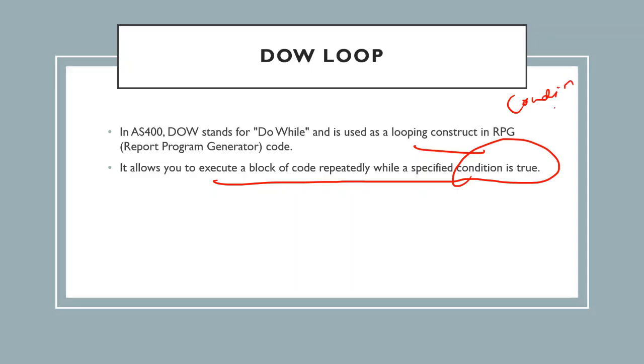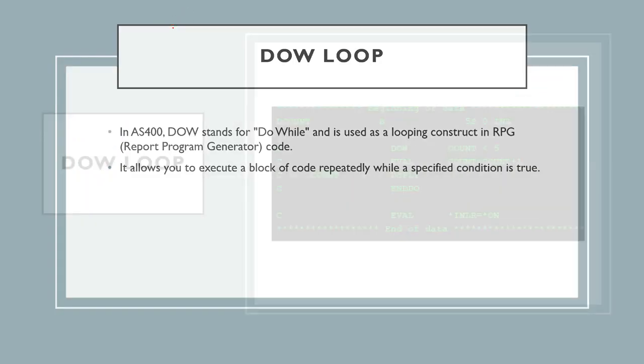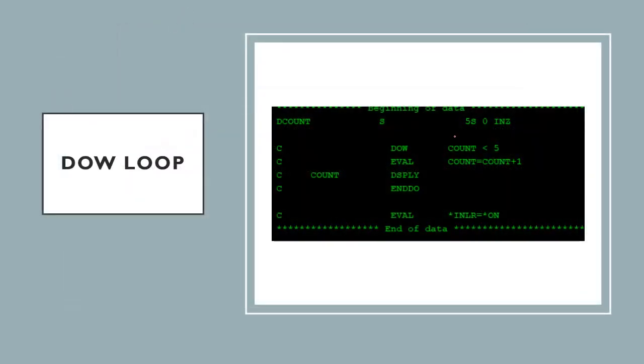When the condition is true, then only it gets into the loop and executes the statements that are inside the loop. Inside the loop means the statements in between do and end do. Those statements will be executed when the condition is met. In do while we have a condition here. So let's see an example.